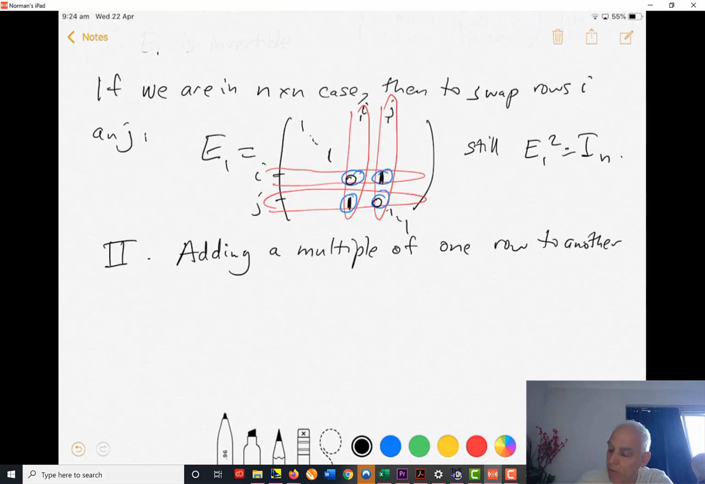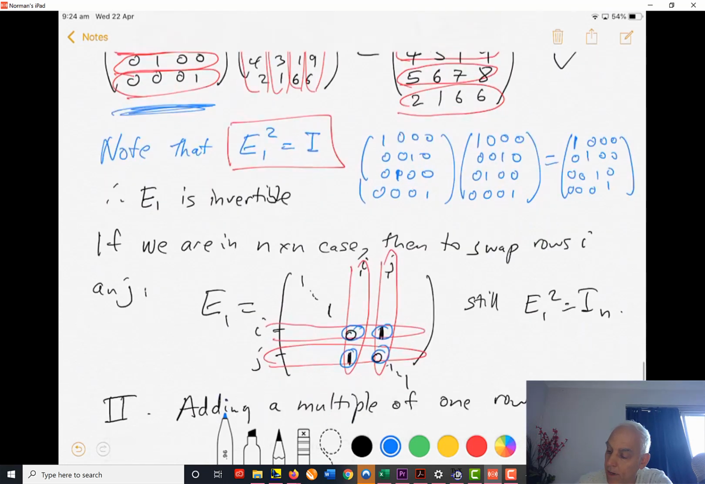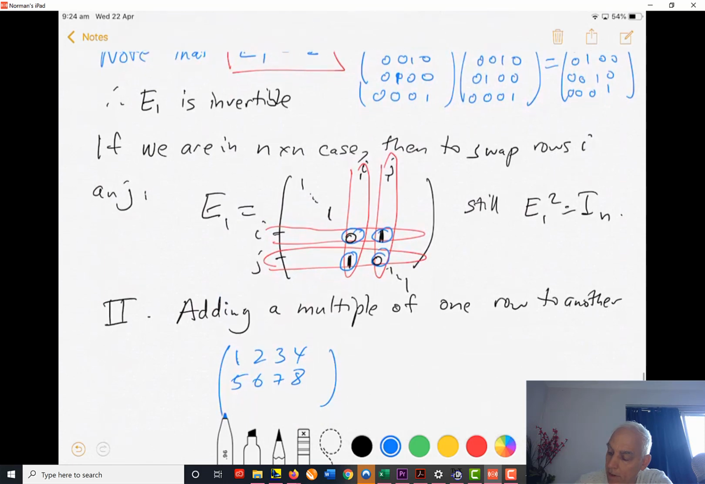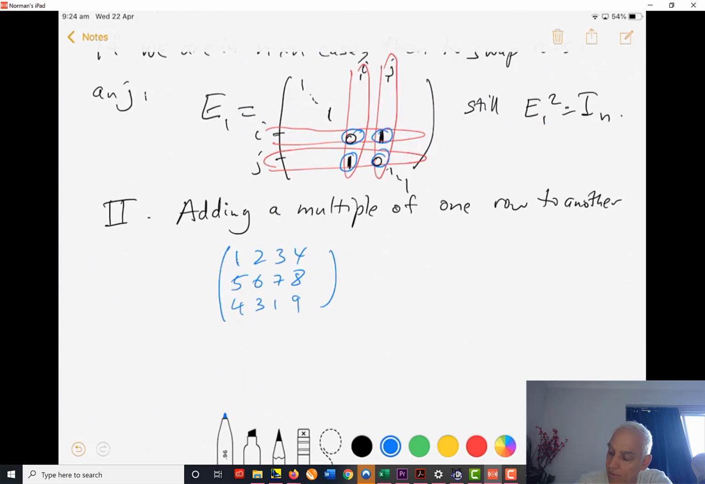So, for example, suppose that we want to take the same matrix: 1, 2, 3, 4, 5, 6, 7, 8, 4, 3, 1, 9, 2, 1, 6, 6. Suppose, for the sake of argument, that we were in the middle of a row operation and we want to get rid of this 2 here. So what we want to do is replace row 4 with row 4 minus 2 row 1. How are we going to do that?